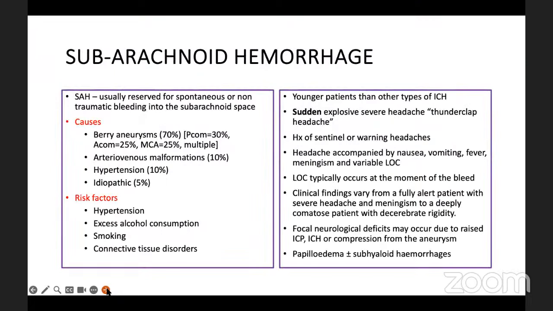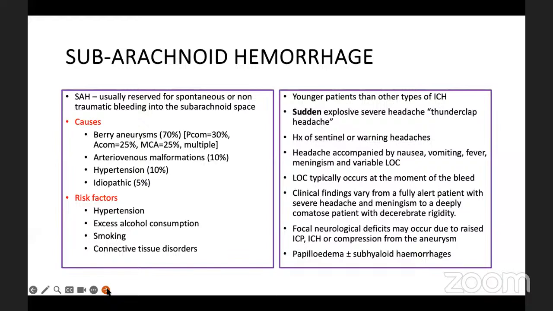So I would like to quickly touch on subarachnoid hemorrhage as a roundup. They will present with sudden explosive headache. You'll have sentinel headaches. The headaches are very severe. It's associated with nausea, vomiting, fever, meningism. And then the causes are usually due to aneurysms. AV malformations form about 10%, hypertension about 10%, and then about 5% of cases of subarachnoid hemorrhage, we really don't know the cause. It's idiopathic.